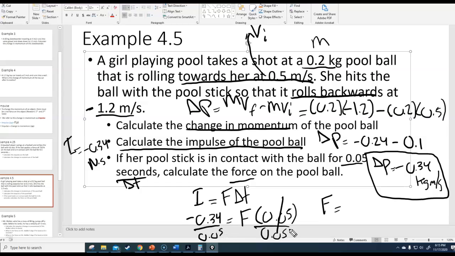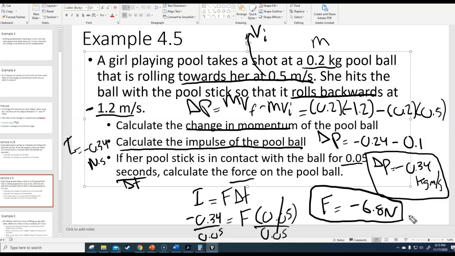And so I'm going to go to my calculator. I'm going to do 0.34 divided by 0.05, and I'm going to get negative 6.8 newtons. And so that is the force that acts on the pull ball.